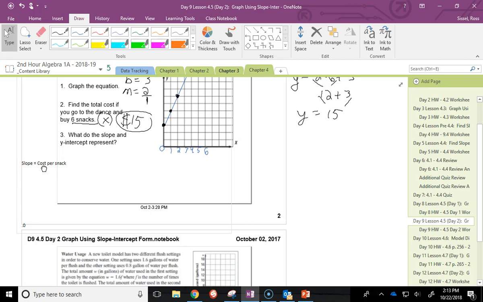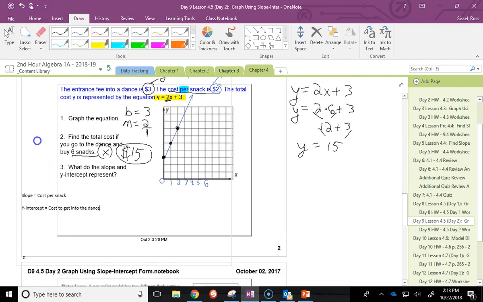Then I'm going to go ahead and say my y-intercept. The y-intercept represented the cost to get into the dance. So our y-intercept was how much it cost us to get into the dance. That's why, just to get into the dance, it would cost me $3. If I bought no snacks, I could still go to the dance, but my cost still would have been $3.